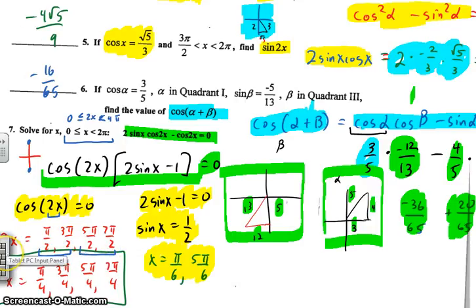Now that's 2x. So then how do I get x? Well, I divide all these angles by 2, and I get these 4 answers. So there are actually 6 answers to this question. And there they all are.